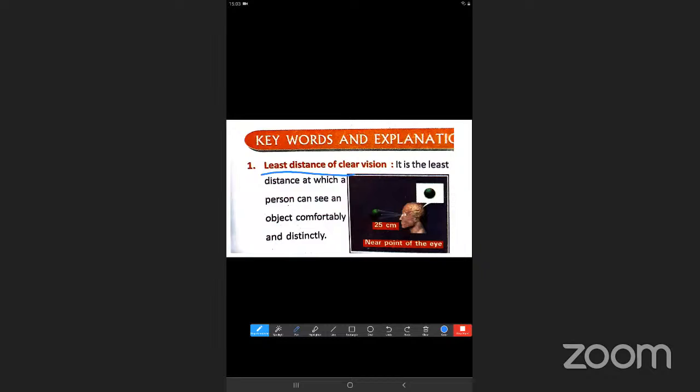It is the least distance at which a person can see an object comfortably and distinctly. So that distance is known as the least distance of clear vision. That is 25 centimeters for a normal healthy person. From 25 centimeters, we can see the object very clearly and comfortably.